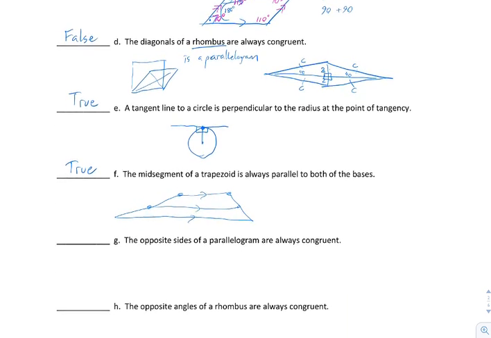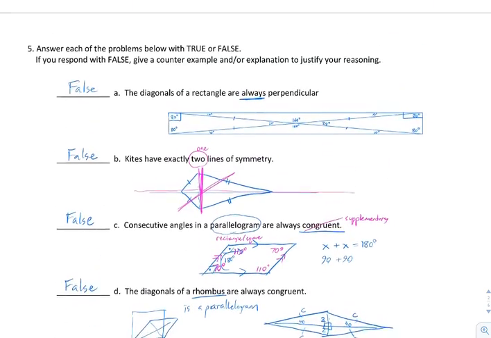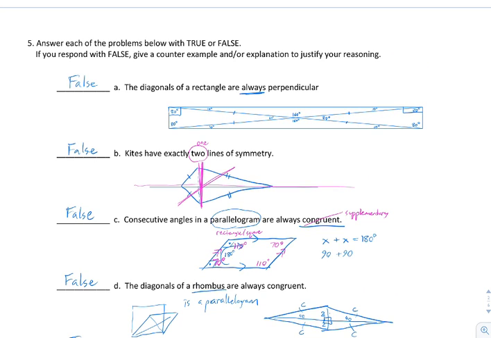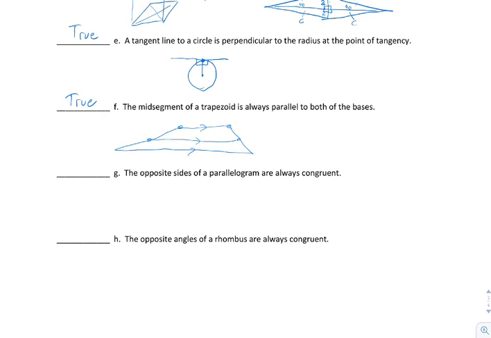Okay, so the opposite sides of a parallelogram are congruent. Now, I believe this is the one that was different. On your version, there was accidentally a duplicate of A. The diagonals of a rectangle are always perpendicular. So one of these I changed, so one of these will look a little different than your version. But the opposite sides of a parallelogram are always congruent.